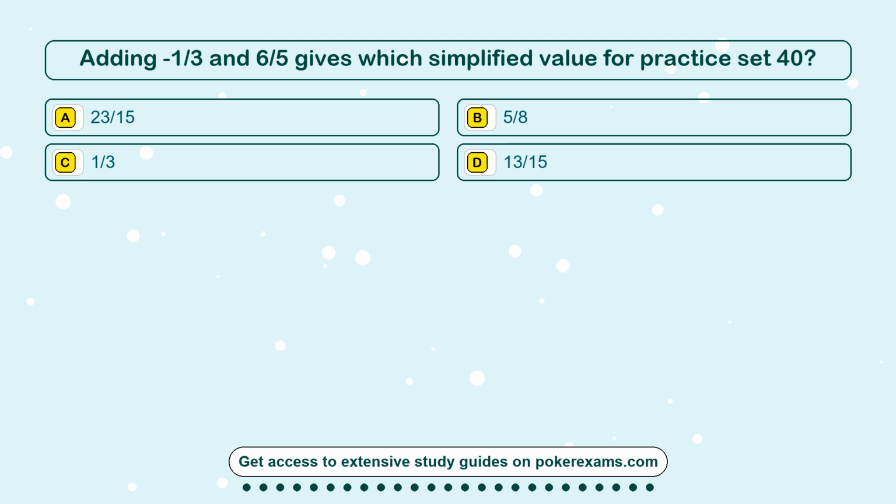Question 1. Adding -1/3 and 6/5 gives which simplified value for practice set 40? Option A 23/15. Option B 5/8. Option C 1/3. Option D 13/15.